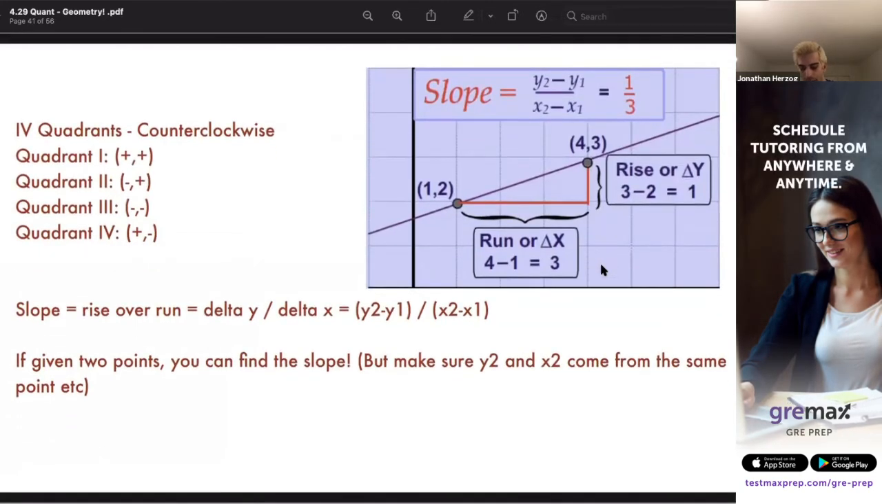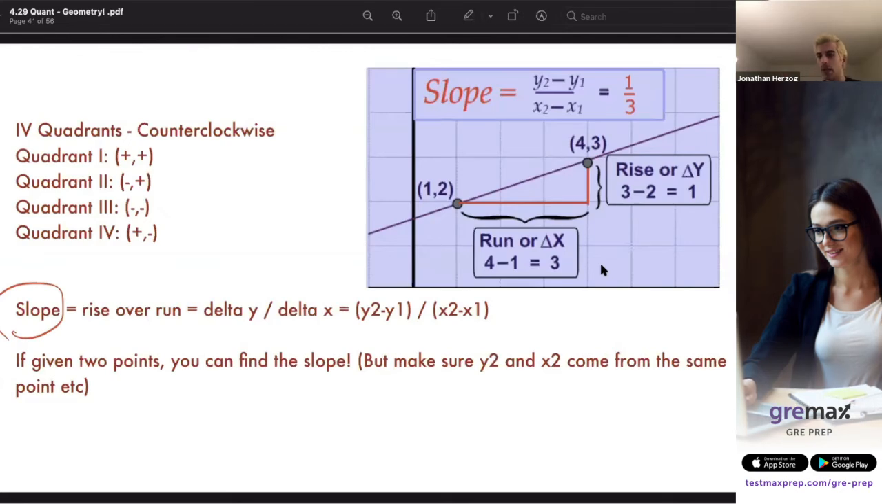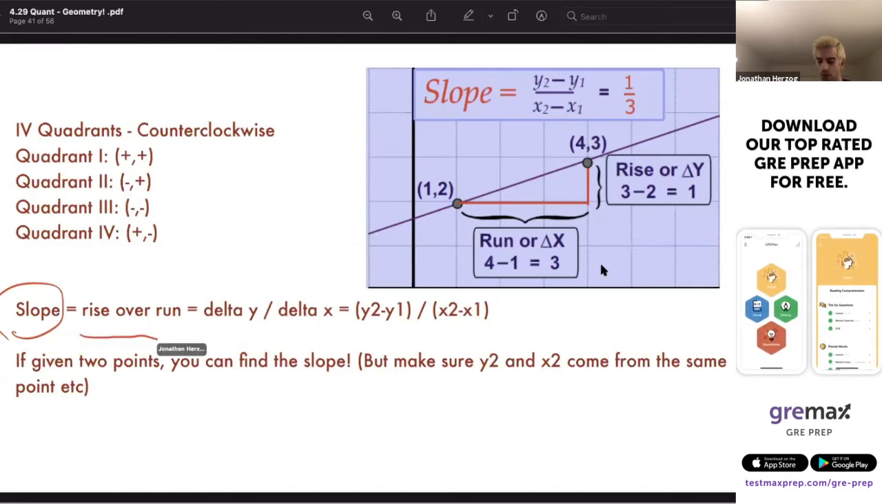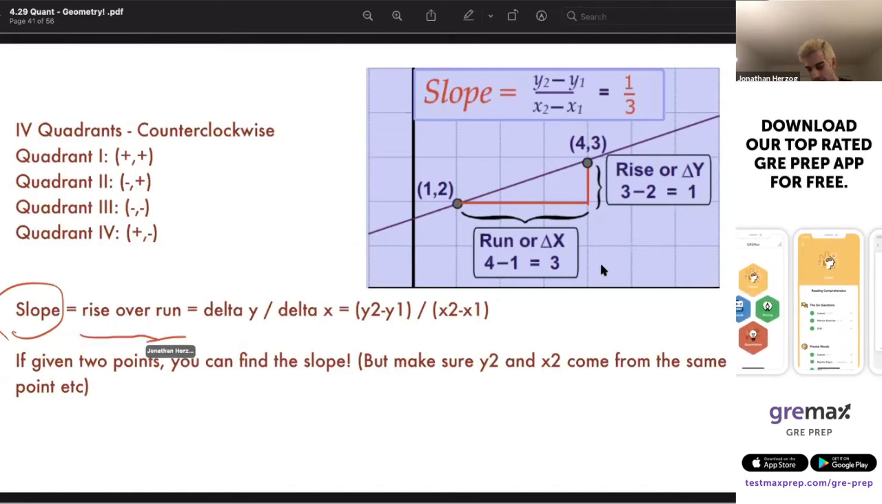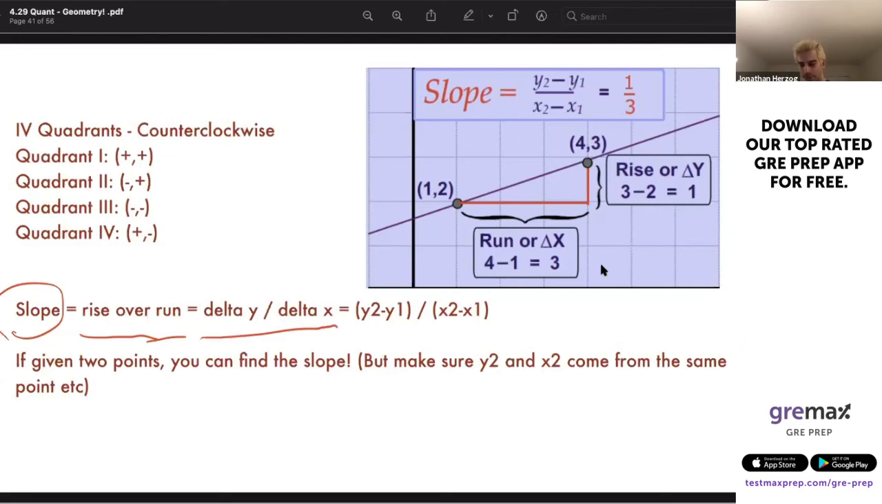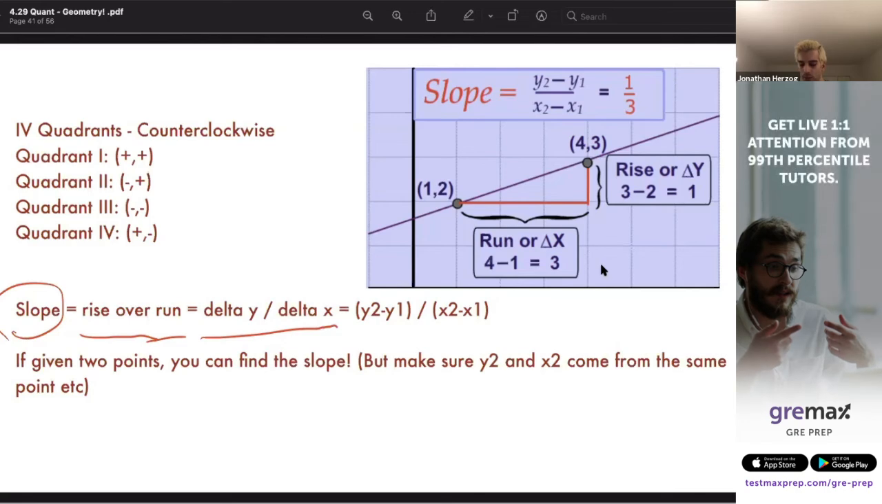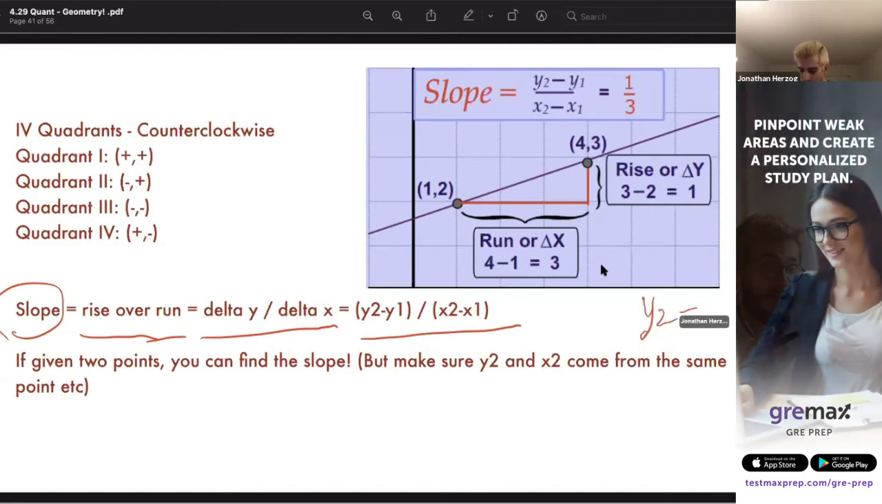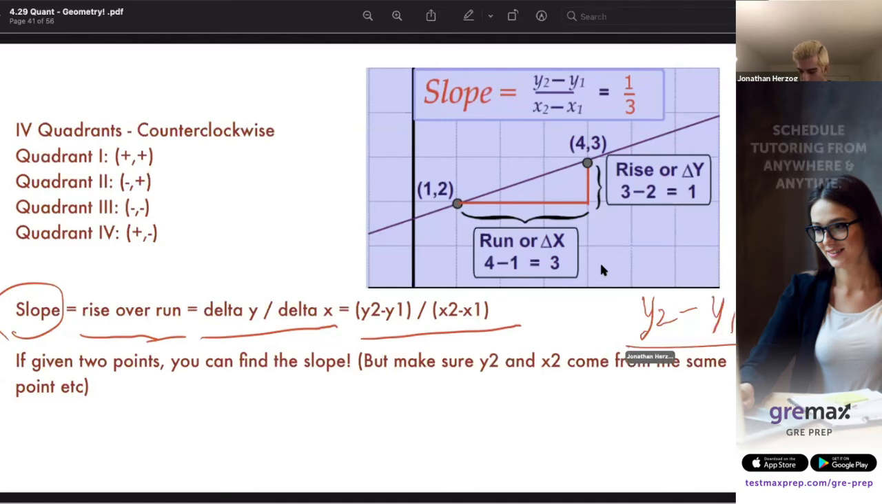Slope, a very powerful tool in our coordinate plane and our coordinate geometry, is presented in lots of different ways. You recall from grade school, rise over run, delta y over delta x, the change in y over the change in x, presented also in point slope form. So y2 minus y1 over x2 minus x1, always making sure that we're pulling from the correct points. Let's look at this example.